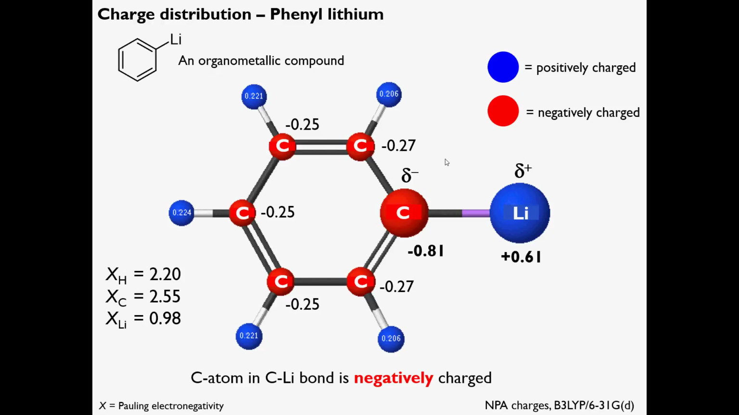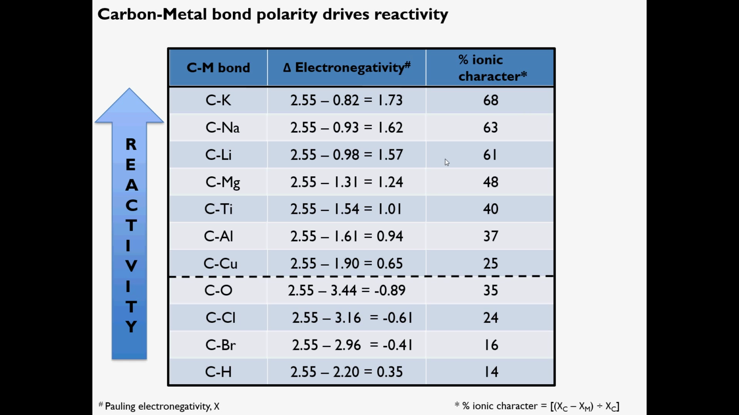So this idea of carbon-metal bond polarity really can drive the reactivity of organometallic compounds. What we see here is a table displaying various carbon-metal bonds up to this dotted line. The difference in electronegativity is taken just by subtracting the electronegativity of the heteroatom, in this case from potassium down to copper, from the electronegativity of carbon. And we get this difference in electronegativity. What we can do then is use this simple equation here to get a very rough estimate of the percent ionic character of each of these bonds.